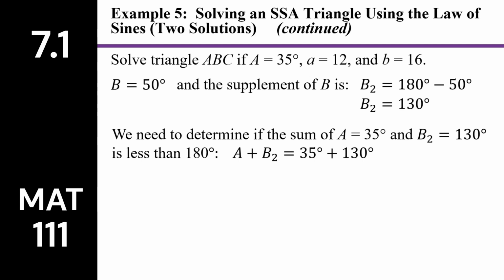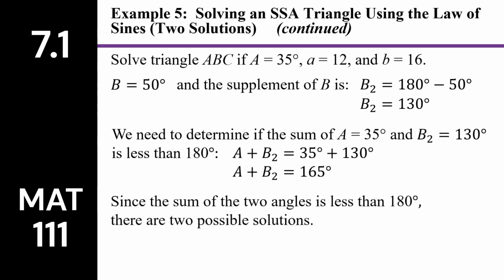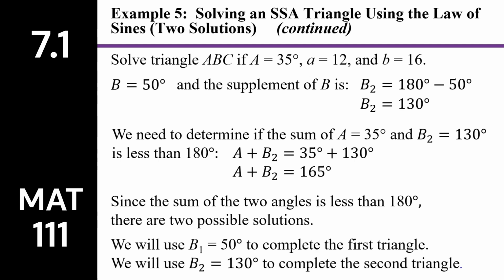We need to determine if that 130 degrees is a valid angle in this triangle. To do that, we look at angle A and angle B sub 2 to see if their sum is less than 180. If not, there won't be any degrees left over for the third angle. So A plus B sub 2 simplifies to 165. That's less than 180, and so there's two possible solutions. We'll use B sub 1 equals 50 to complete our first triangle, and we'll use B sub 2 equals 130 degrees to complete the second triangle.